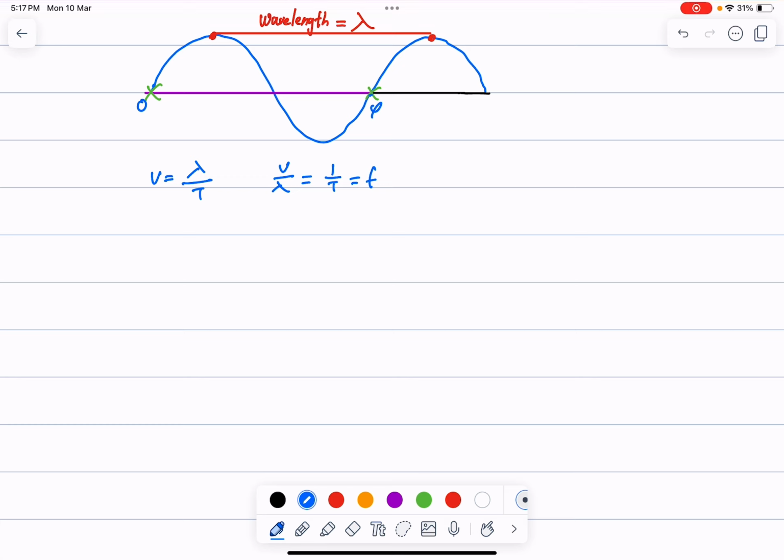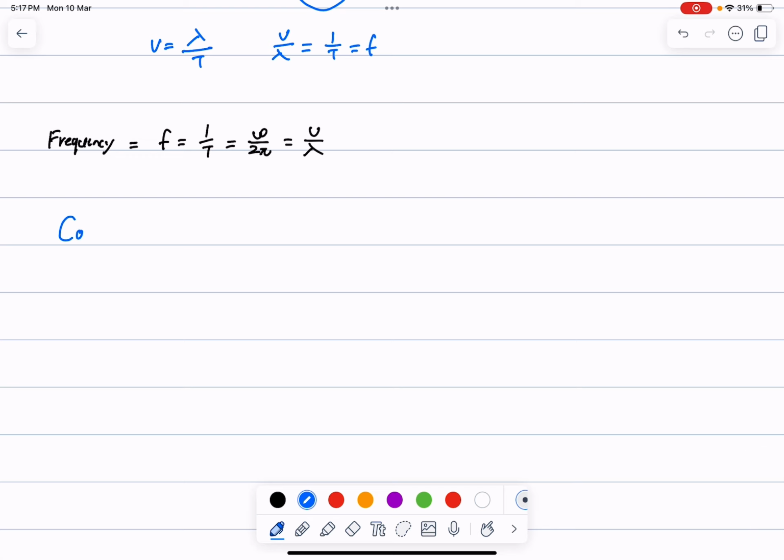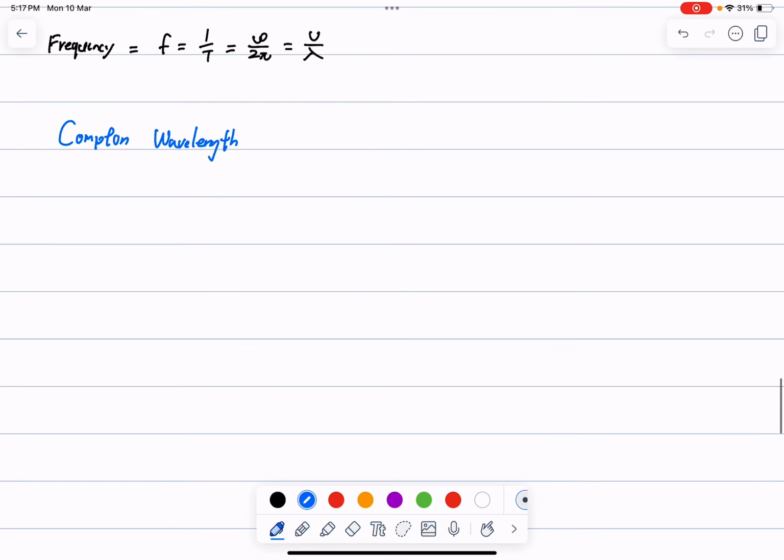Okay, so we have our frequency equation. So frequency f equals 1 over T equals omega over 2 pi, and it equals v over lambda. Okay. And one of the special wavelengths in physics is called the Compton wavelength. And the Compton wavelength requires a famous equation.